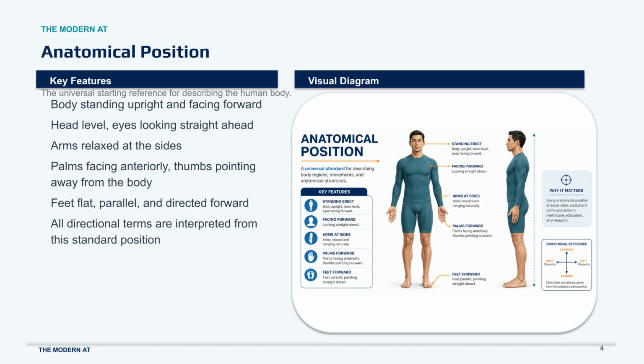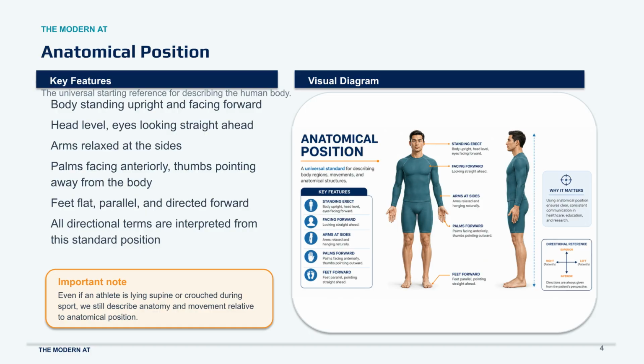Anatomical position is the universal reference: body upright, facing forward, arms at sides with palms forward, and feet flat. All directional terms are interpreted from this standard posture, even if the athlete is moving or lying down.